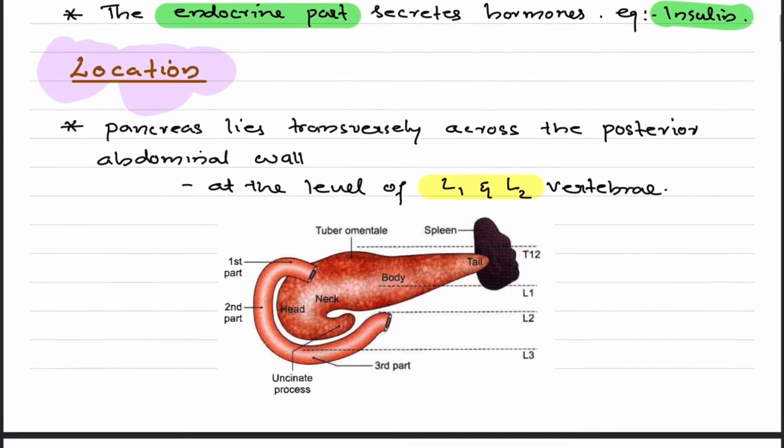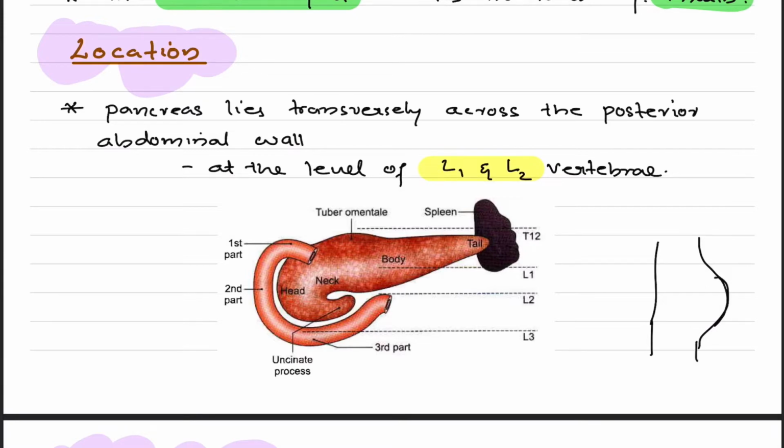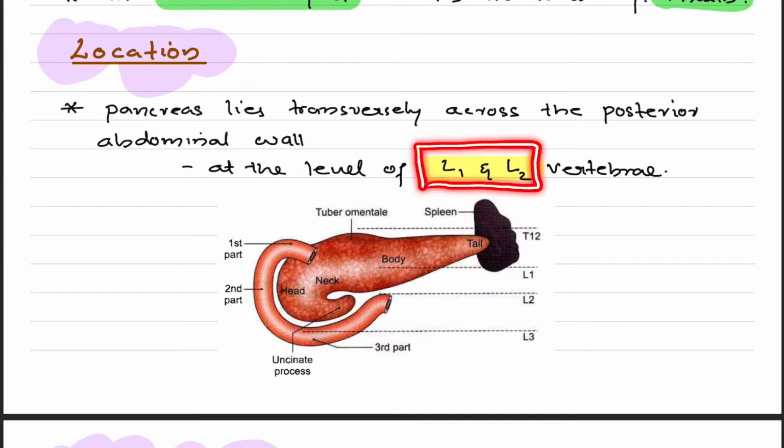Next we will discuss the location across the posterior abdominal wall. Suppose this is your abdomen, this is your anterior abdominal wall, this is your posterior abdominal wall. So pancreas is lying near the posterior abdominal wall, and it's lying transversely also, like this. So what are the levels? It lies at the level of L1, L2 vertebrae. L1 means lumbar 1, lumbar 2 vertebrae.